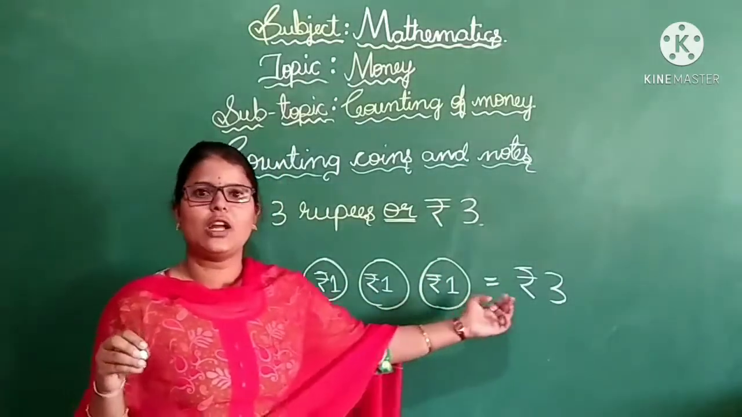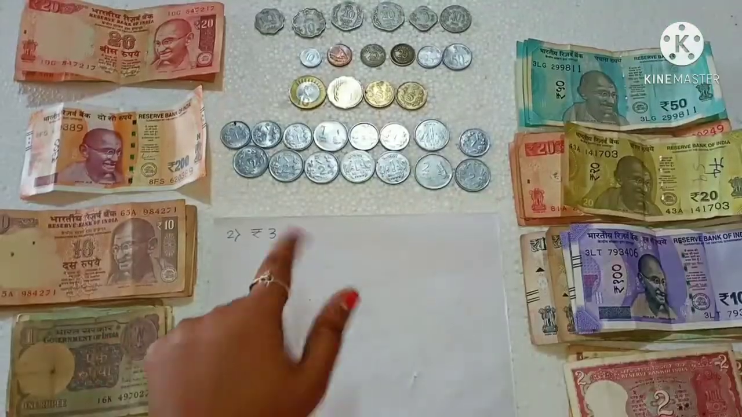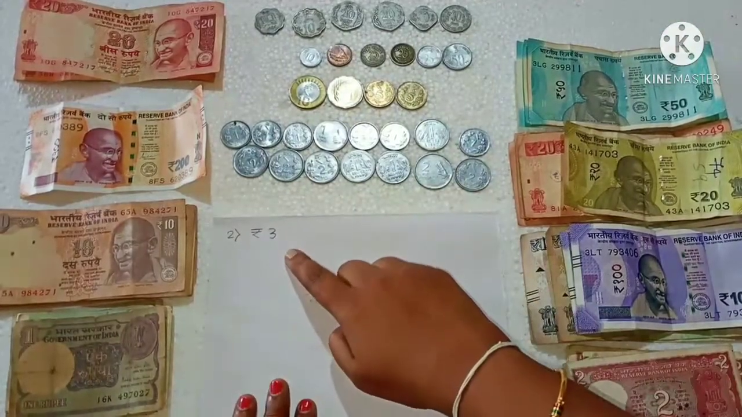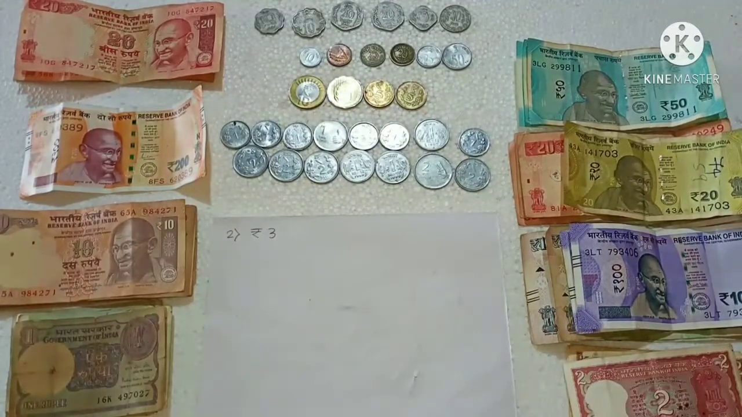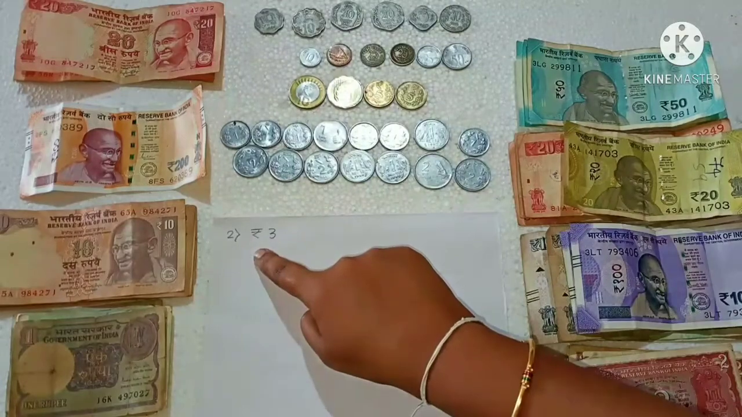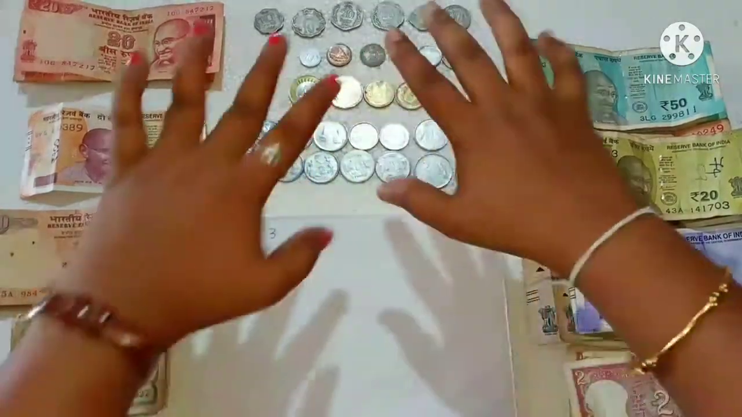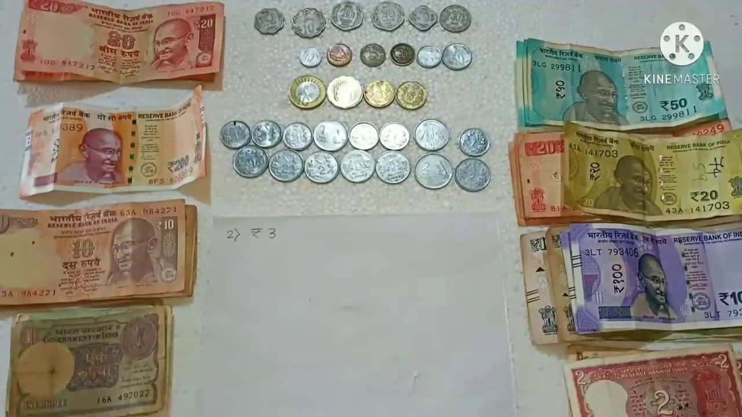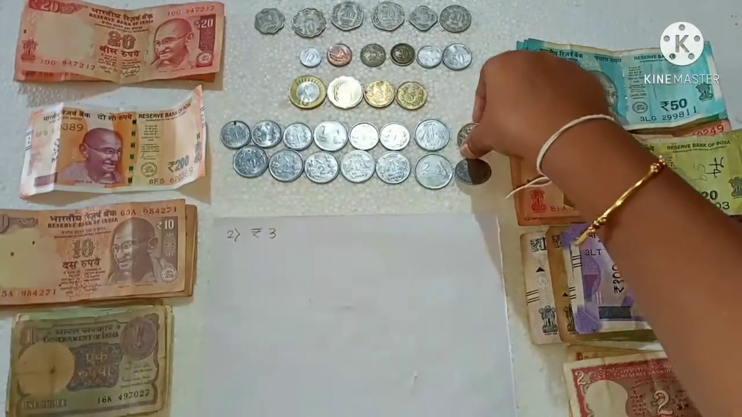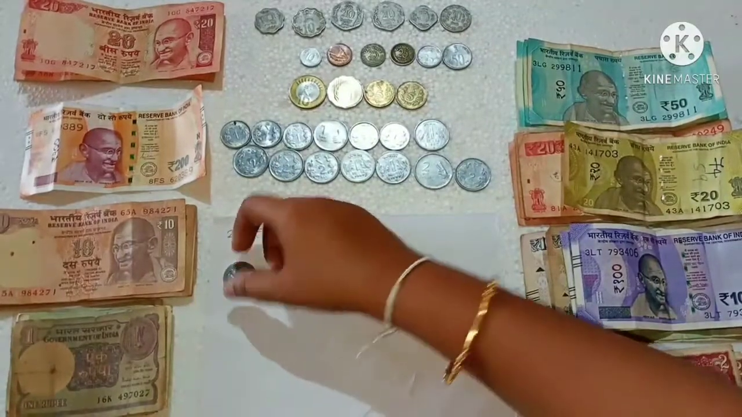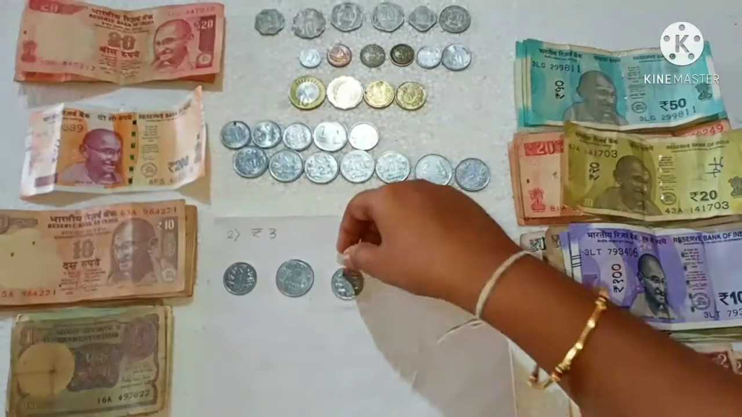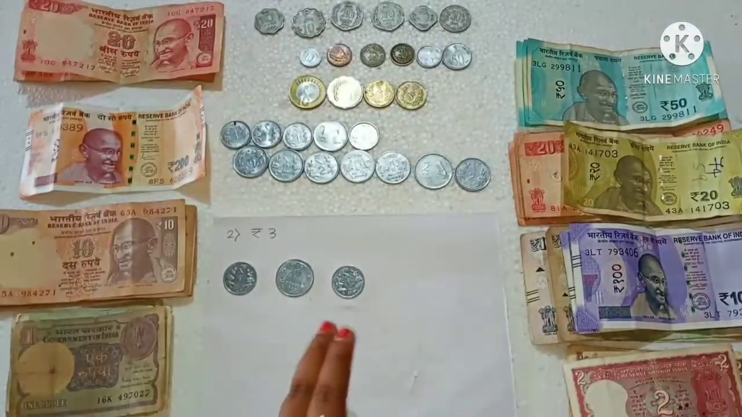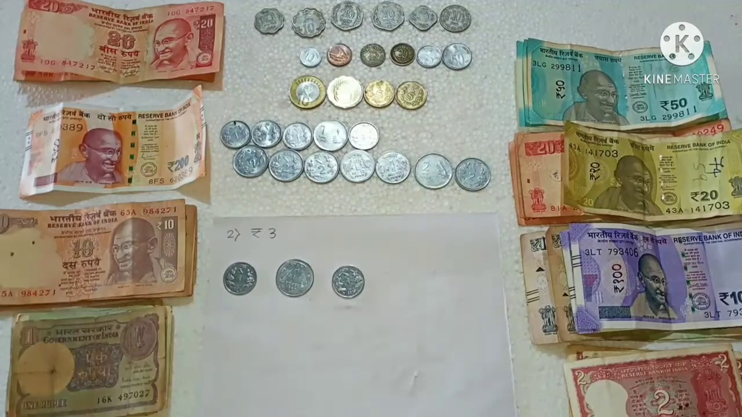Three 1 rupee coins is equal to 3 rupees. See, for making rupees 3, how many 1 rupee coins or how many 2 rupee coins do we need? Yes, see here, the question is rupees 3. By using the different coins, we have to make 3 rupees. How can we make? See, the first one is by keeping 1 rupee coins. How many? 3. Three 1 rupee coins make 3 rupees. We all know that a 3 rupee coin or note is not there, right?